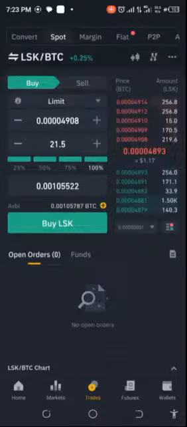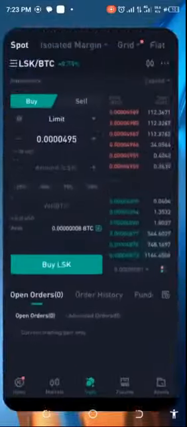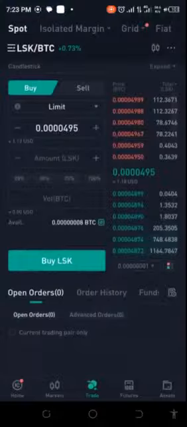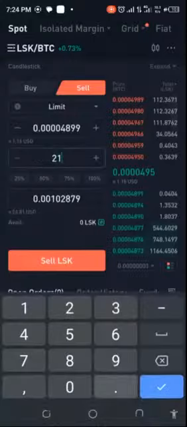Let's try and see what this will give us on the other side before we go ahead with that. So let me see, what do I have here? 495. If I want to sell this, what would I be selling it as? 4899. That's going to be lesser than what we want. So what are we going to do? Because if I put 21.5 here, I may not be able to.